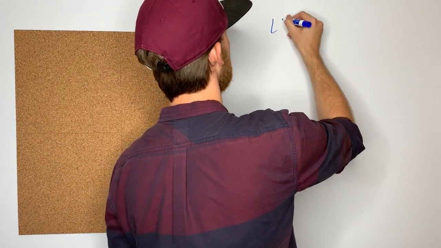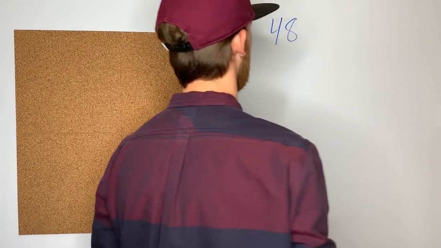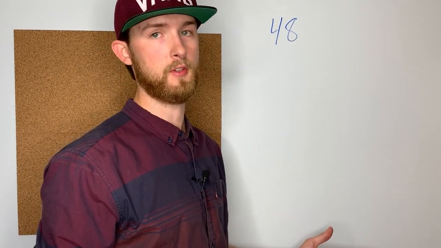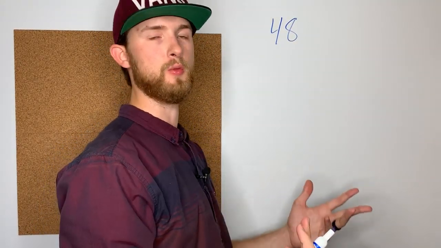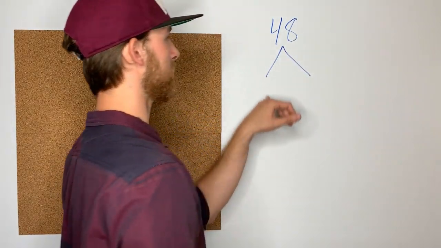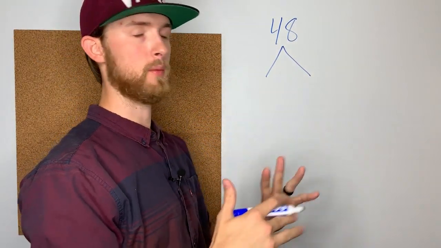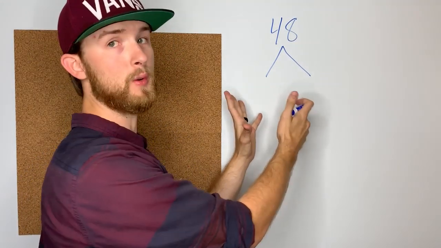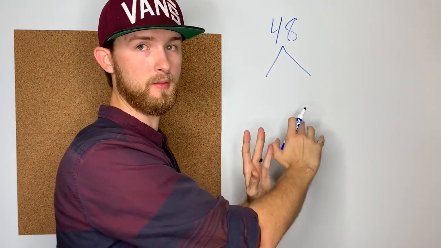Alright, so let's go ahead and use prime factorization on the number 48. So we have 48, and we're going to use something called a factor tree. This is my favorite way to do it. I'm very visual, so this helps me out. You can break it down any way you want to, it's up to you. This isn't the only way to break this down.